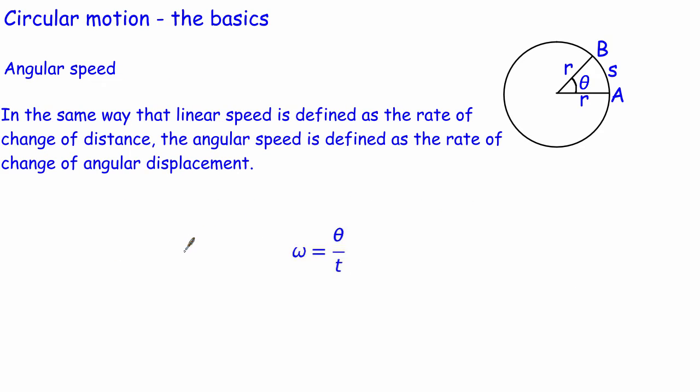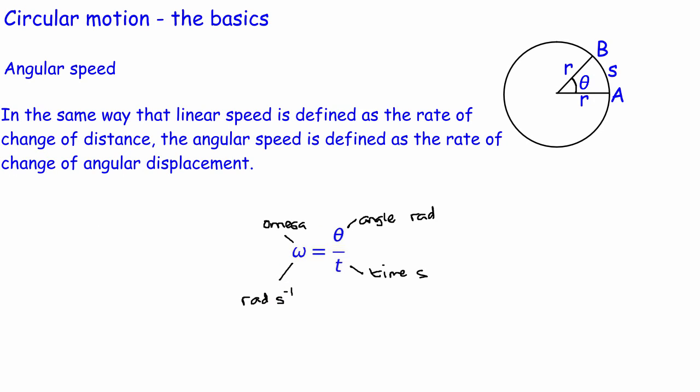What we're going to look at now is something called angular speed. In the same way that normal linear speed is the rate of change of distance, distance divided by time, the angular speed is basically the same thing: the angle divided by the time. Theta is our angle, measured in radians. t is time, measured in seconds, and this symbol here is omega. A lot of people say it's a W, it's not, it's a Greek letter omega. This is the angular speed and it's measured in radians per second.